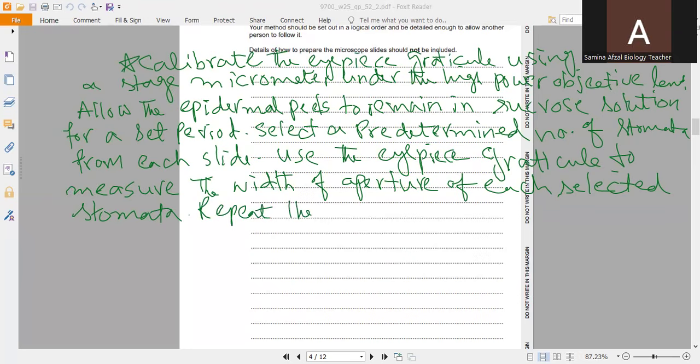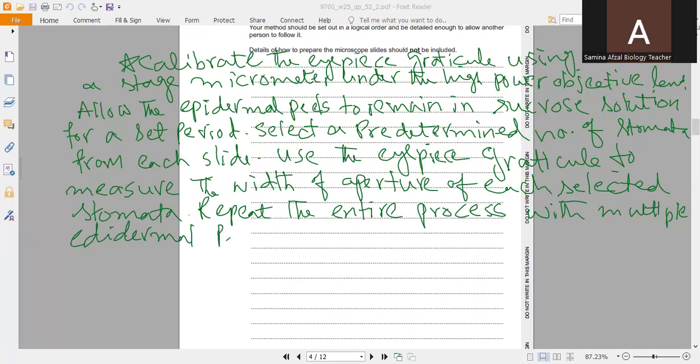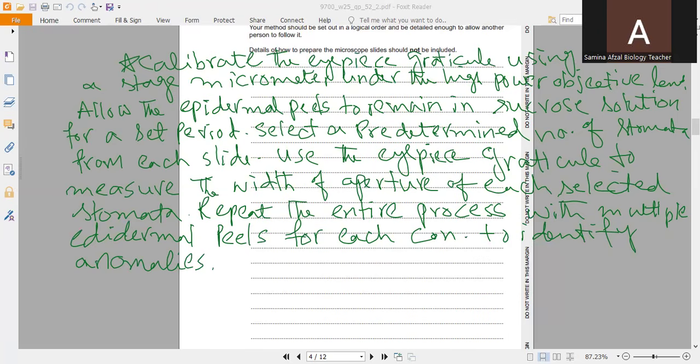Repeat the entire process with multiple epidermal peels for each concentration to identify anomalies and calculate a mean.